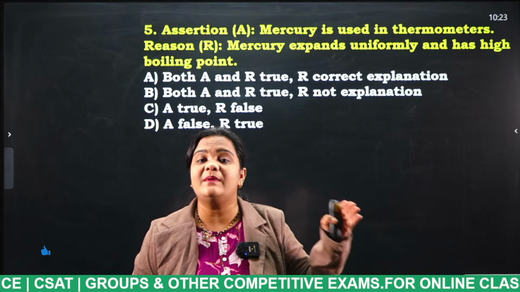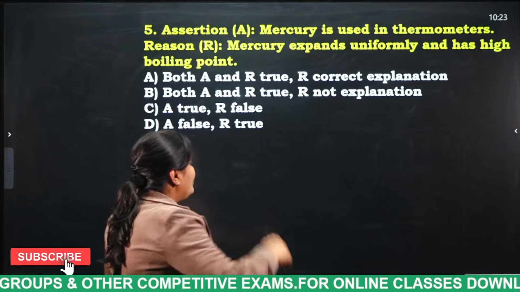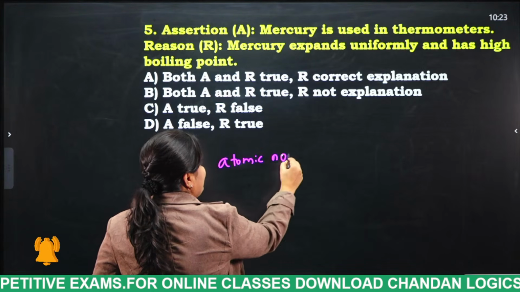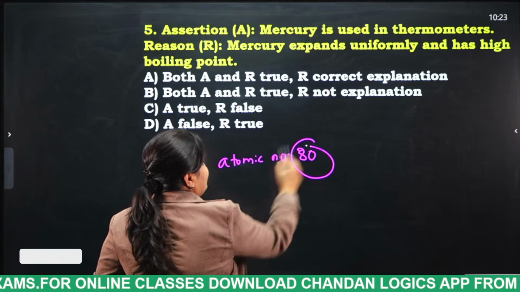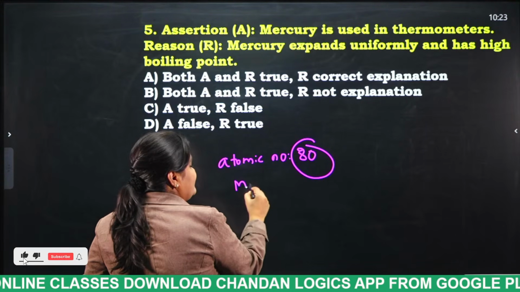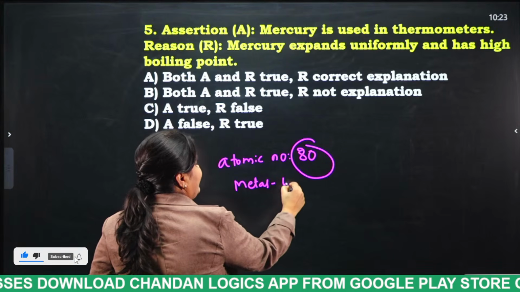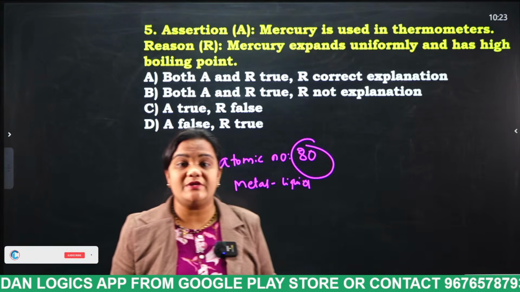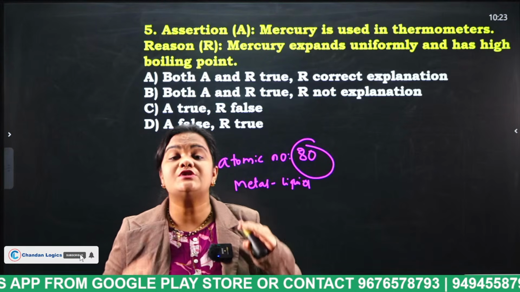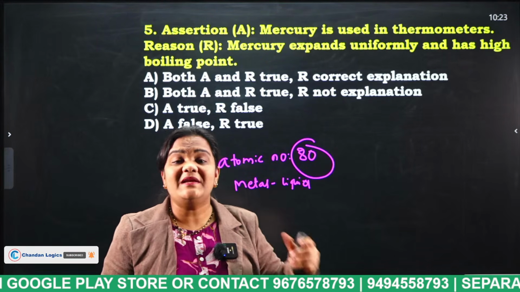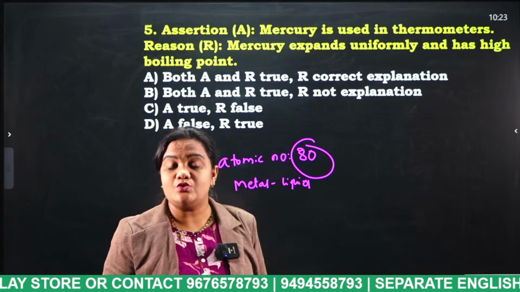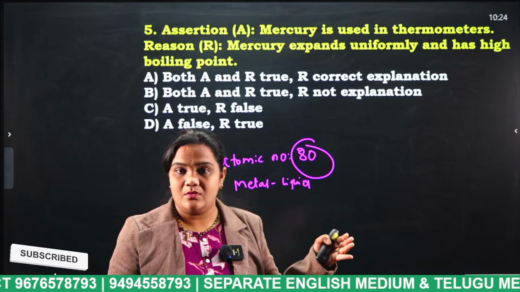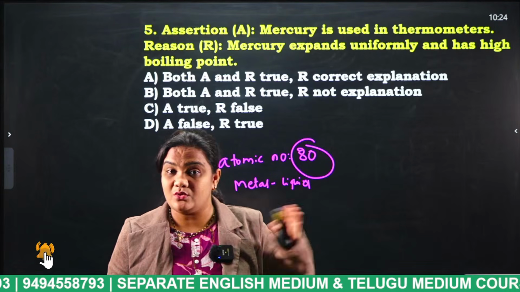What is the atomic number of mercury, students? The atomic number of mercury is 80. This is the only metal which exists as a liquid at room temperature. Do you know the properties of mercury, students? Why do we use mercury in a thermometer? Because mercury does not stick to glass.